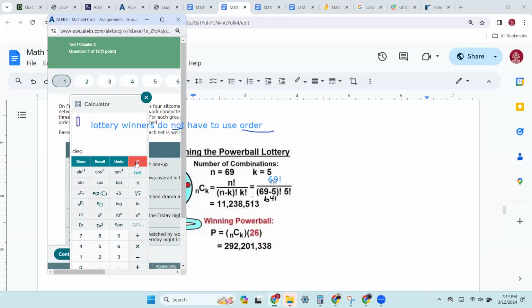All right, so we got 69 picks. We're using the combination because order's not important. We're picking 5. So there's the 11,238,513. All right, that's what that is right there.